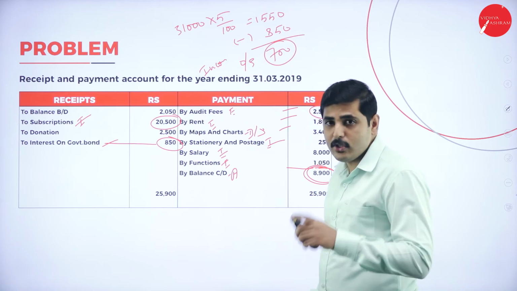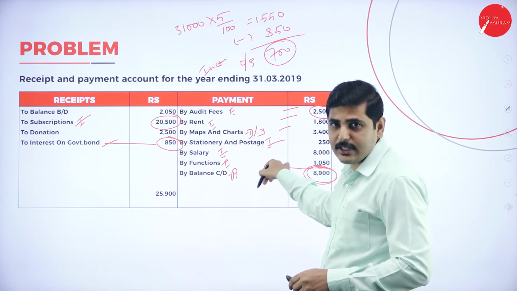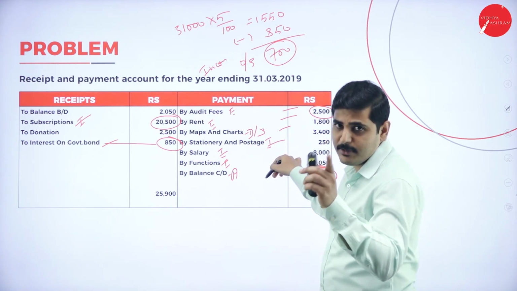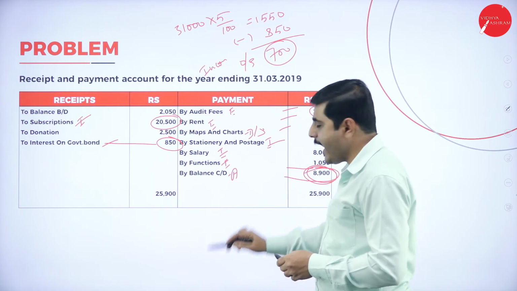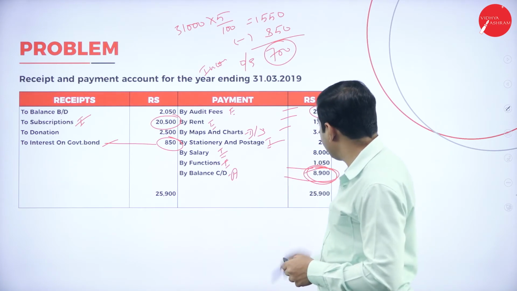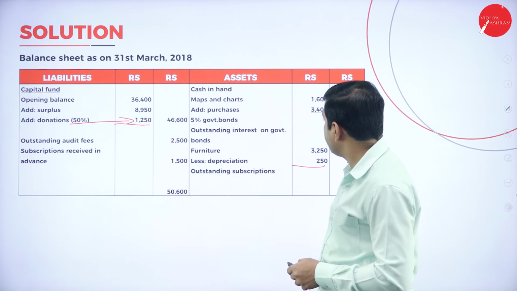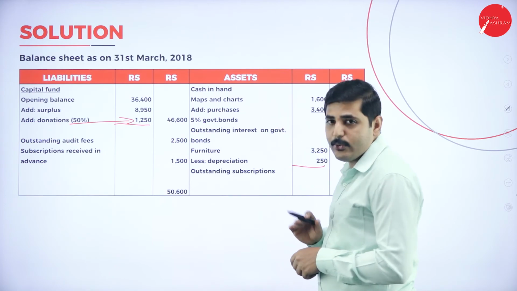We should take the closing balance in the receipts and payment account as the cash in hand. Keep this in mind. Many of you make this mistake in the exam. So this is the actual cash in hand. 8,900 rupees is the actual cash in hand, right? Let's write cash in hand 8,900.